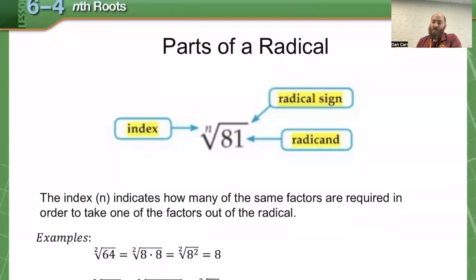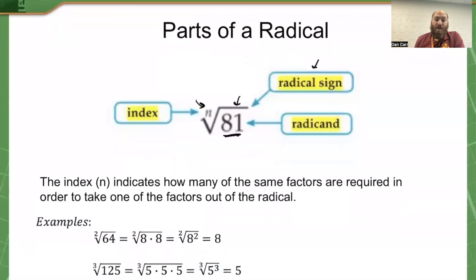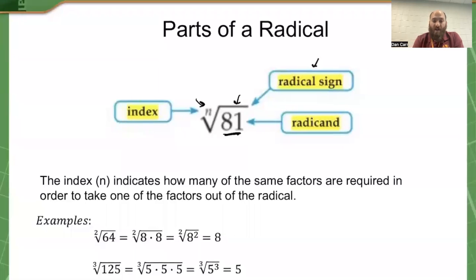Okay, so real quick, let's look at the parts of a radical. We've got the index number, which is right here, and that could be any number we want except for 1. We've got the radical sign itself, that's this one right here. And we've got the number inside, which is called the radicand. The index number indicates how many of the same factors are required in order to take one of the factors out of the radical.